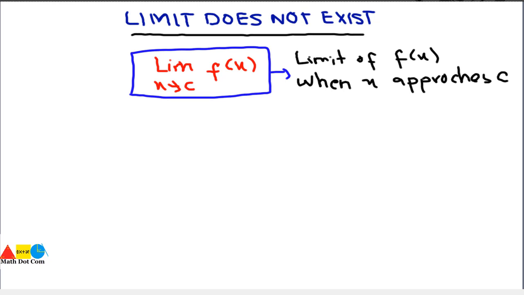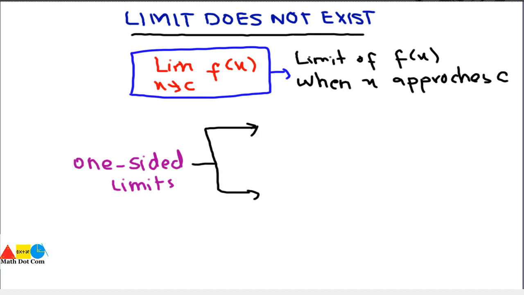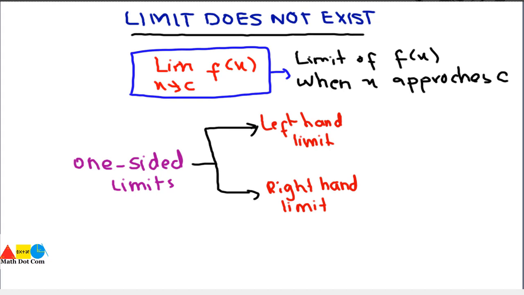Let's see. Here comes the concept of one-sided limits. Now, what are one-sided limits? One-sided limits are basically composed of two types of limit. One is the left-hand limit and the other is the right-hand limit. Let's see what these are. What is the left-hand limit? It is written like this: limit of x approaches c minus, f of x. Now, what does it mean by c negative? It means x is approaching c from the left side.